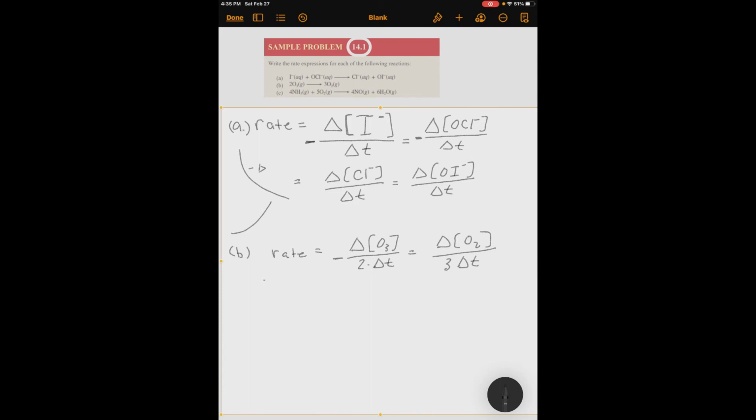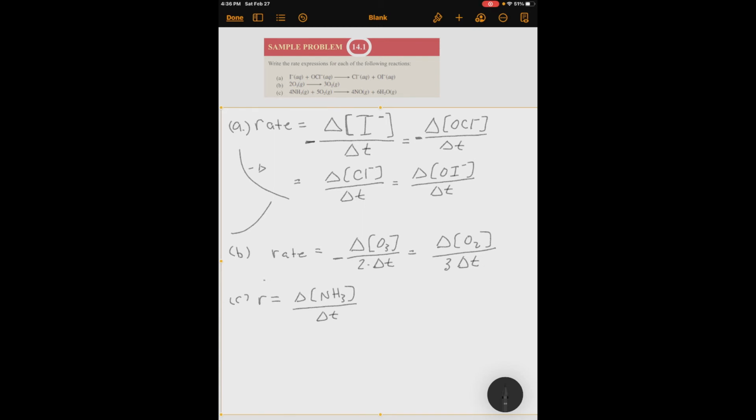Okay? Part C. This one's just a little bit longer. It's got 2 reactants and 2 products, but it's still the same procedure. So let's try the first one. I'm going to write R for rate is equal to change in concentration. Let's do the first reactant, NH3, ammonia. Change in concentration over change in time. That's the definition of a rate, the change in concentration over time.